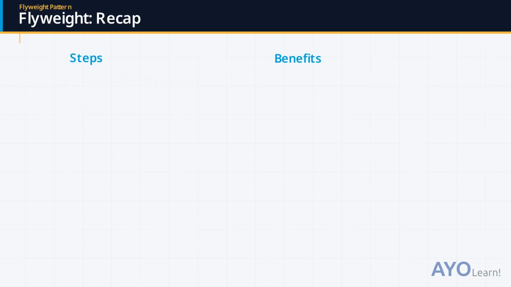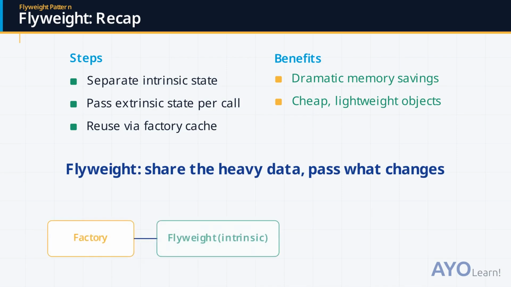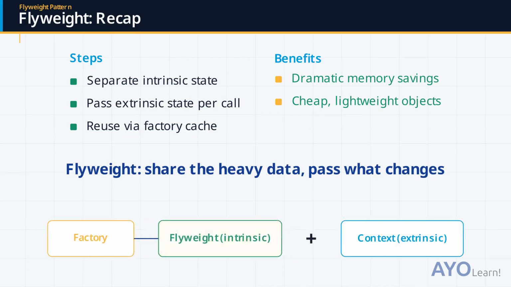Separate intrinsic state into a flyweight, pass extrinsic state in per call, and reuse instances through a factory cache. The result: dramatic memory savings and cheap, lightweight objects.